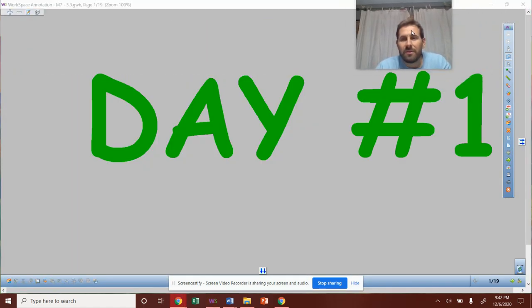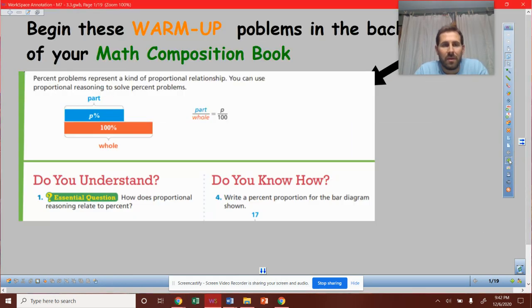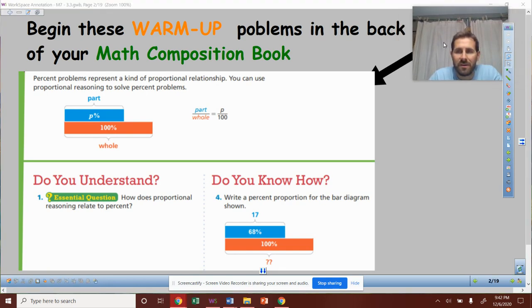All right, this lesson we will do in 2 days. So we'll do our solve it and example number 1 today, and then we'll do example 2 and 3 tomorrow. Okay. So here's our warm up for today.